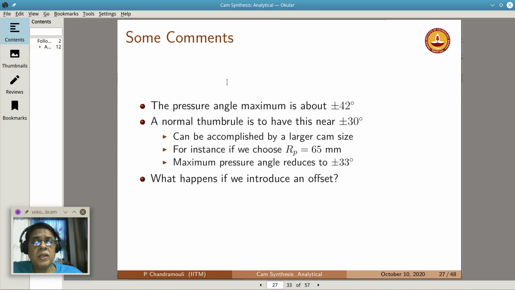In this case, you can see that I went from 40 to 65 and basically reduced the pressure angle by only about 10 degrees. So you can see that it has some impact, but certainly the size of the cam becomes quite large.